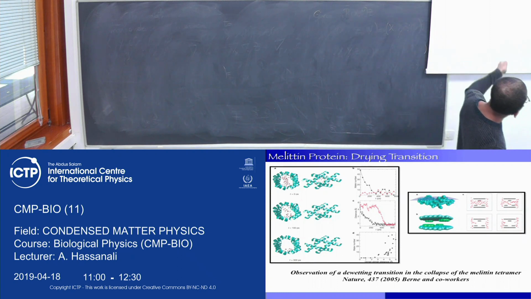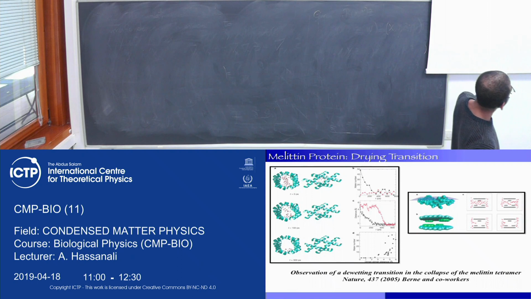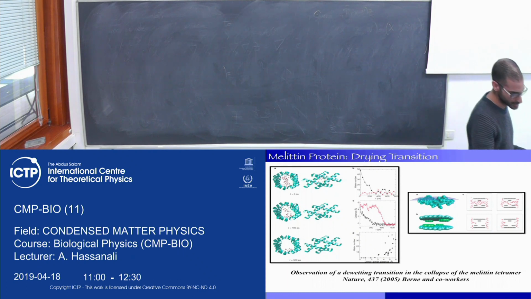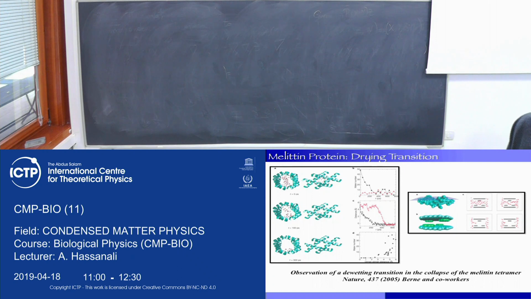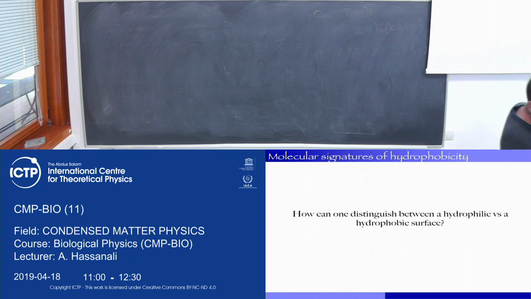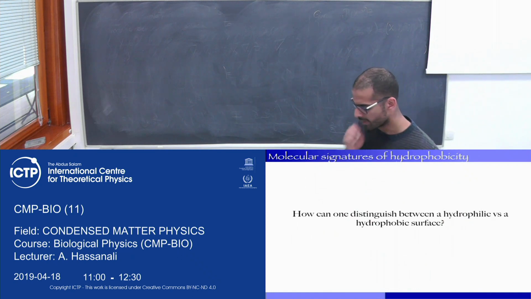And here they use some toy models, so they take flat plates and make them corrugated and rough and try to study how the drying transition happens here. But more or less it's the same story. Okay, so fine.